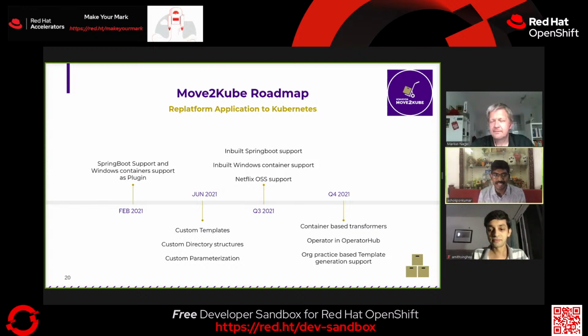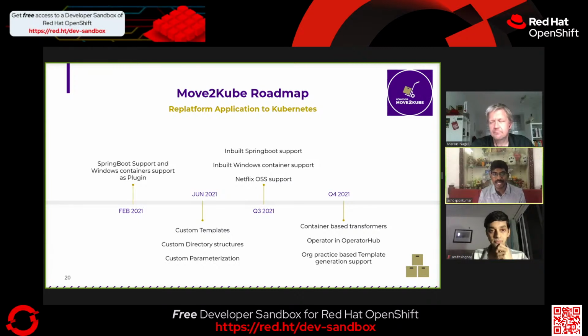Looking at the dates, near Feb, we had capabilities around Spring Boot and Windows containers, which we saw a lot of people were requesting, available as plugins to Move2Kube. So Move2Kube, in addition to its core capabilities where it can create all the Kubernetes artifacts, allows for plugins so that you can put in your customizations. You have a new language you need to support, you need not go all the way of understanding the entire Move2Kube. You just need to create a plugin and you can do that.